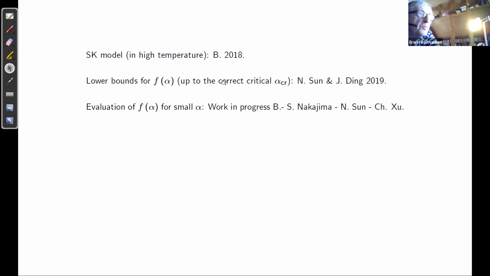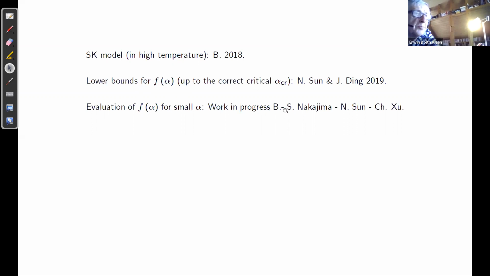And there are some new papers. So one was by Nike-san from MIT and Yan Ding. It's not yet published. They could give a lower bound for the perceptron, which is in principle a much more complicated model than the Sherrington-Kirkpatrick model. So they could give a lower bound up to the correct critical value.